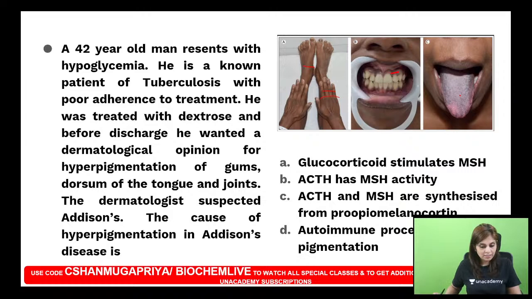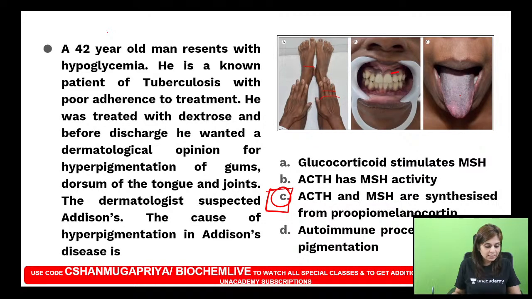What is the answer? Sai Kiran says it's choice C. Megha Bimani also thinks it's choice C. Dinesh also says it's choice C. Very good. So the answer here is choice C. Ankit thinks it's choice B. Okay, the answer is choice C. ACTH and MSH are synthesized from pro-opiomelanocortin.